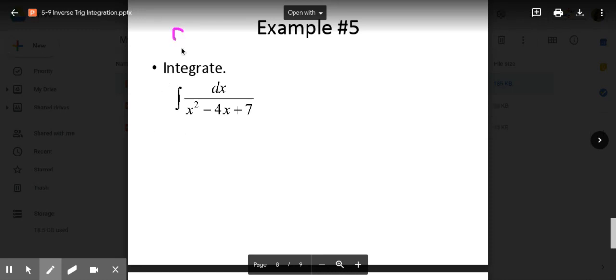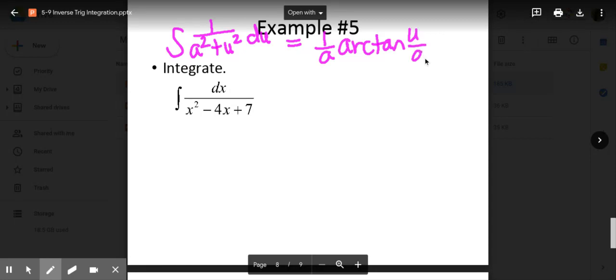So here's the rule for arctan. It's the integral of 1 over a squared plus u squared du, and it equals 1 over a arctan u over a plus c. So there's the rule for arctan. I need to get this problem to look like this, and I think we can pretty easily get it to look like that.